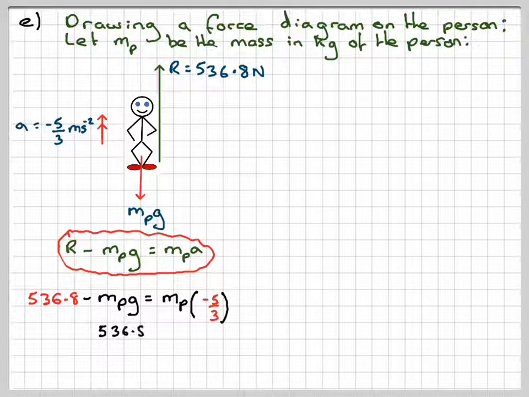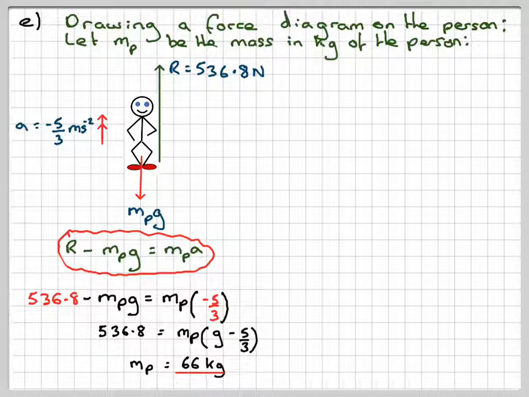Right, if we can now say that 536.8, if we take this over here, and take MP out, we're going to have MP is g minus 5 over 3. Pause the video if you're not sure about that and check it for yourself. And therefore MP will be 536.8 divided by g minus 5 over 3, taking 9.8 as g. That will give the mass of that person is 66 kilograms.